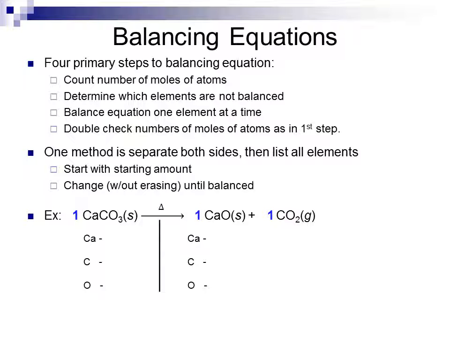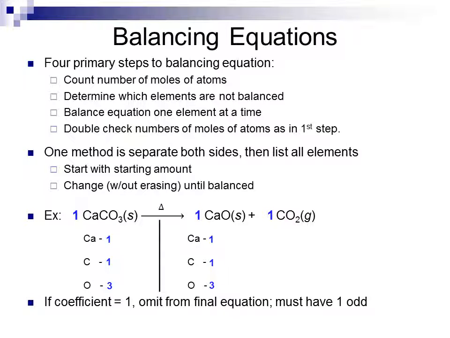And so taking into account a coefficient of 1 for each of these compounds, our number of elements comes out to be 1 for calcium on the left and 1 for calcium on the right. 1 for carbon on the left and 1 for carbon on the right. And 3 for oxygen on the left and 3 for oxygen on the right, because we add the 1 from the calcium oxide and the 2 from the carbon dioxide. Our numbers of atoms of each element are equal on both sides, which means nothing needs to be balanced. The equation is balanced as is.